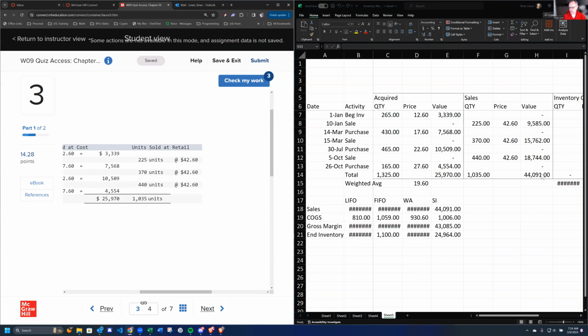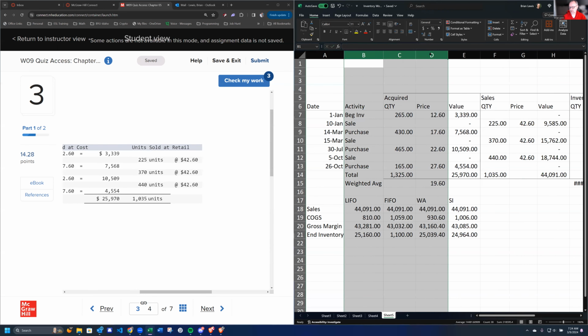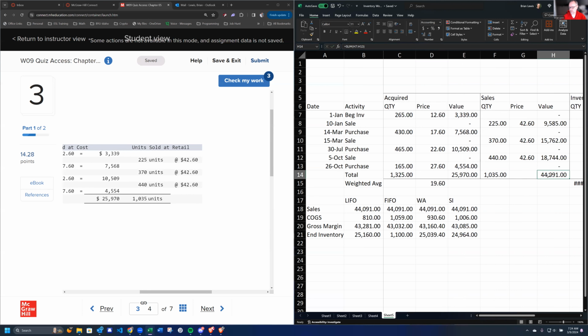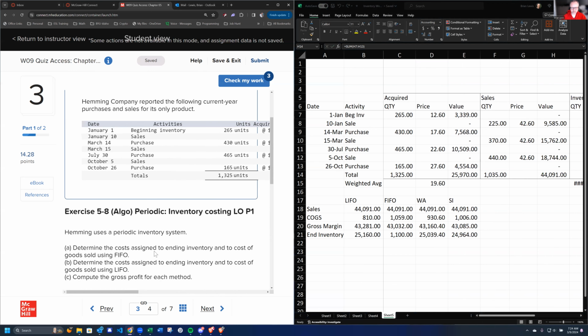All right, so now we should have the same information that they have provided at the very top. We've calculated the total value. Let's just make these a little bigger. Okay, so we should have $44,091 in total sales. Now they're asking for us to determine the cost assigned to ending inventory and to cost of goods sold using FIFO, the same for LIFO, and compute the gross profit. So we have ending inventory, which will be over here. We'll have to double check these and make sure that they're all working right.